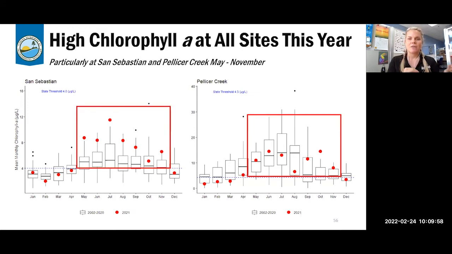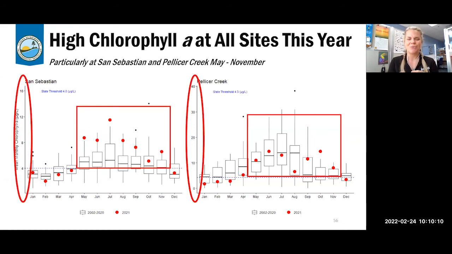So San Sebastian on the left and Pellicer Creek on the right have had quite high values for most of the year last year. And San Sebastian actually had record levels in May and in July. I do also want to point out the scale of the axes, the values between the 2 sites. In fact, Pellicer Creek is almost twice the scale of San Sebastian.